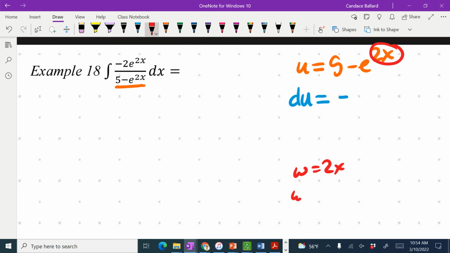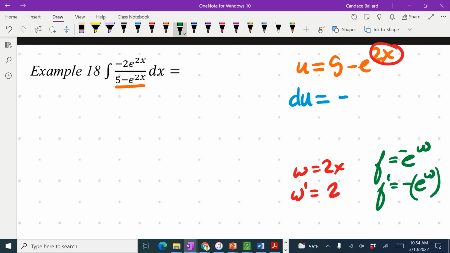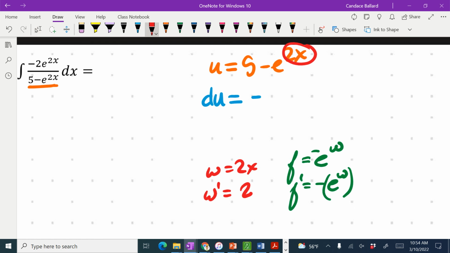So that means that W prime equals what? 2. All right, and then we usually call something F, right? F equals the negative e to the W. We already kind of wrote our negative down. So F prime equals, what's the derivative of negative e to the W? And then you have to multiply that by the inside derivative, which was 2.